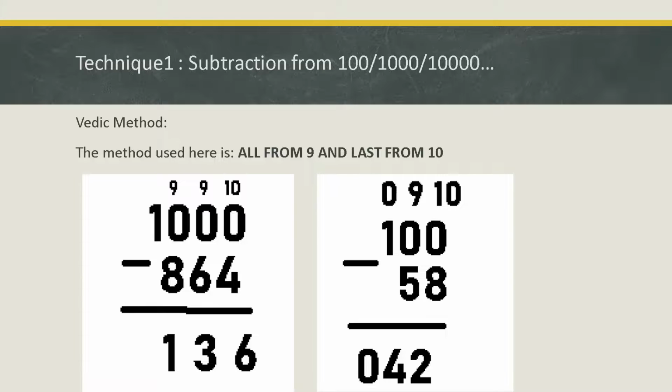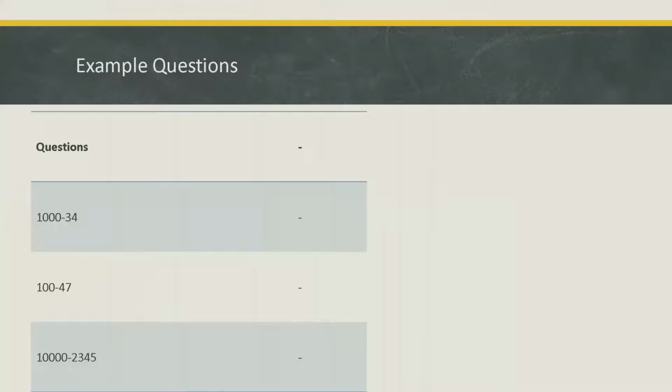Now, subtract: 10 minus 8 is 2, 9 minus 5 is 4, and 0 minus 0 is 0. So the answer is 42. These are some example questions. Now you can pause the video and solve these questions. First question is 1000 minus 34. Second question is 100 minus 47. And third question is 10,000 minus 2345.